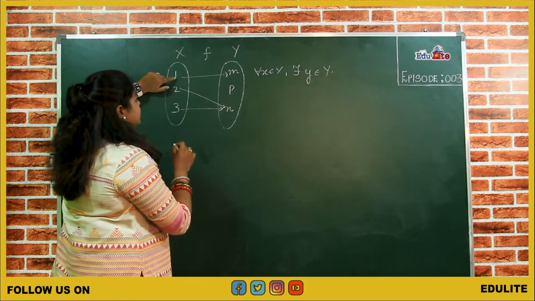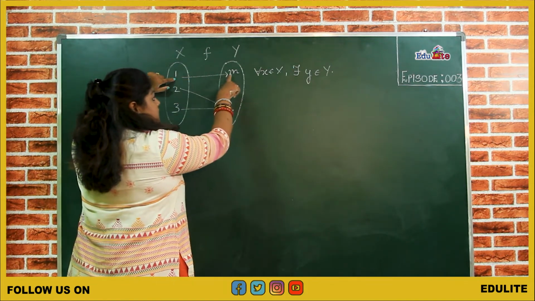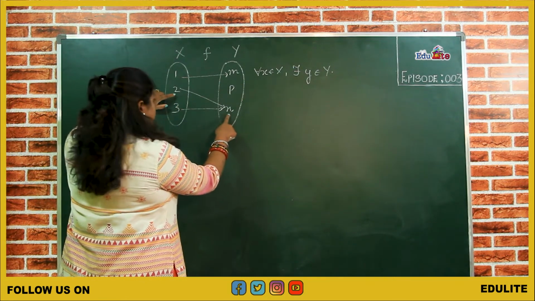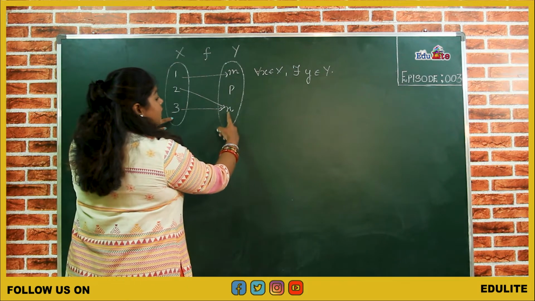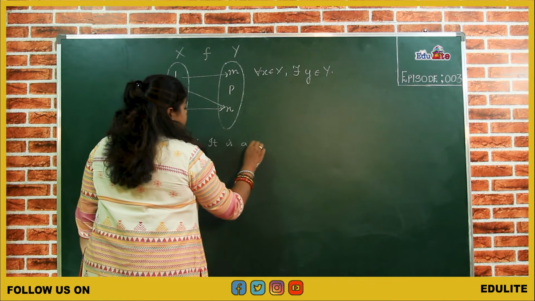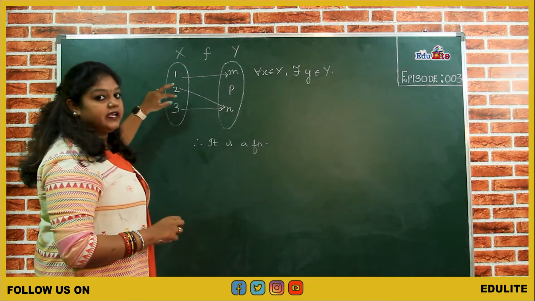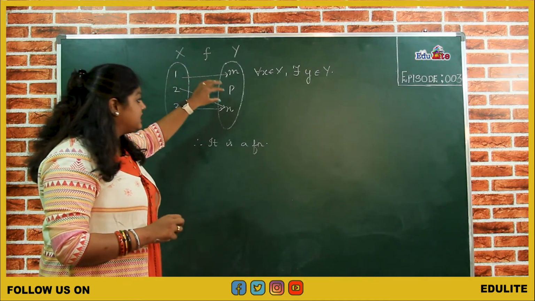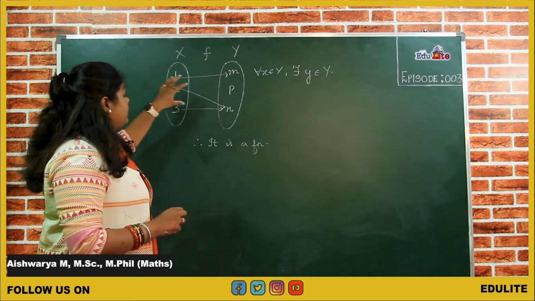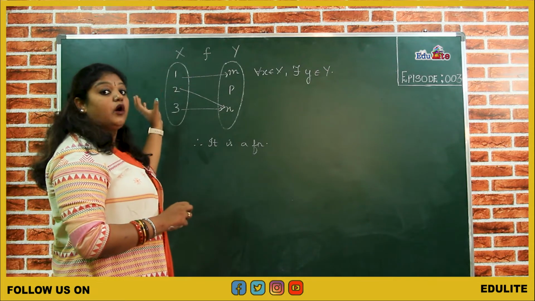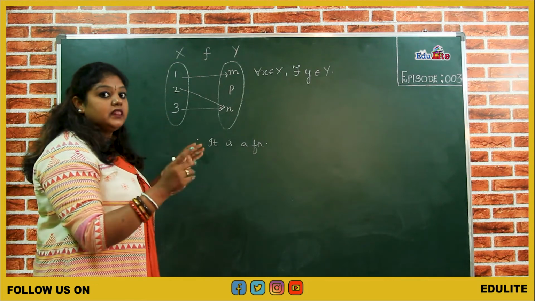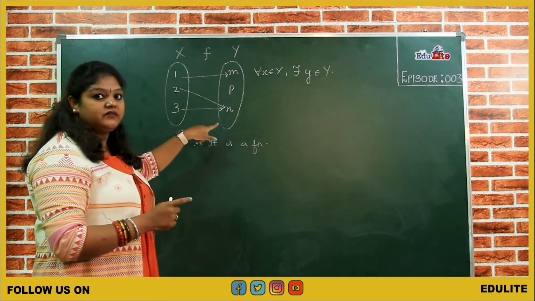Okay, so let us take the element 1 from the set x. It has only one y. Let us take 2, it has only one y. Let us take 3, it has only one y. Therefore, this is also a function. Two elements in x may be mapped to the same element in y. What I am saying is, one element from x will not have more than one image in y. So, this is the difference between the previous example and the example we have done now.